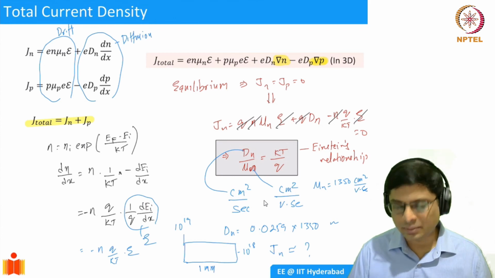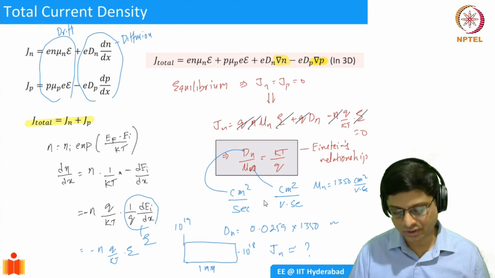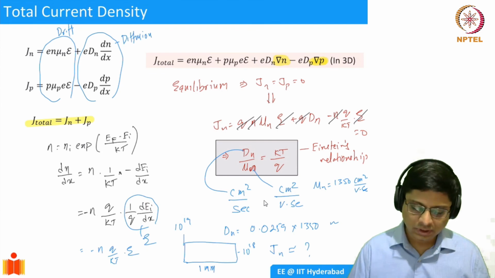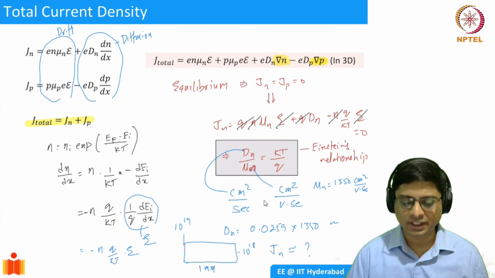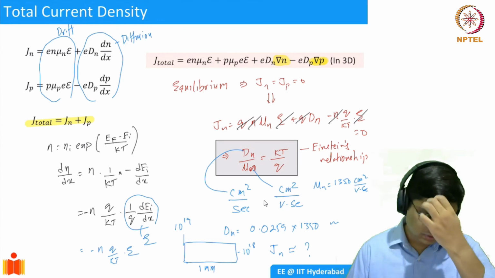It's a reasonably large amount of current that can flow in a semiconductor. All right. So diffusion current is going to be significant, and drift current also is going to be significant. We have to take both into account.